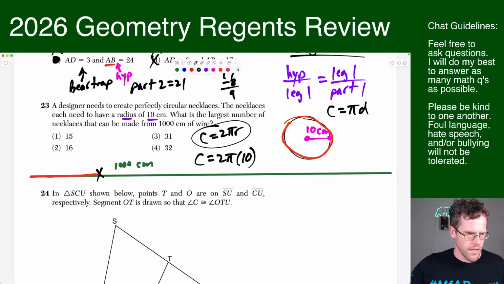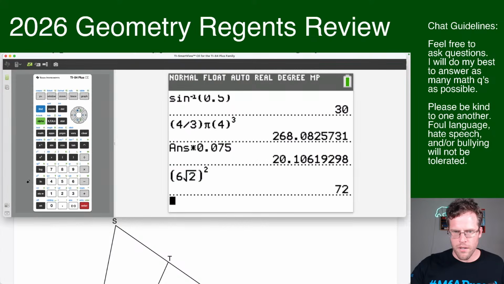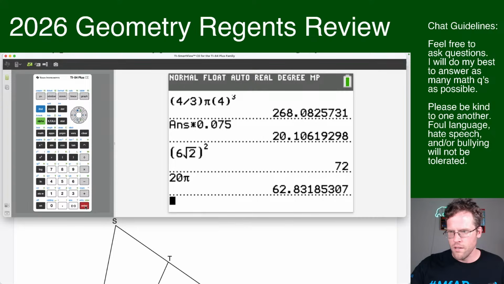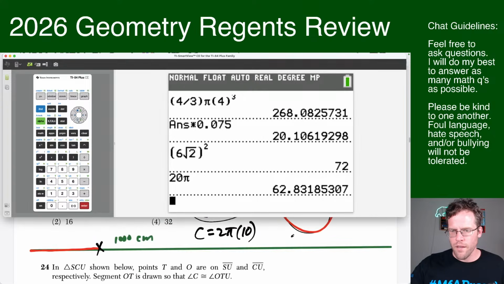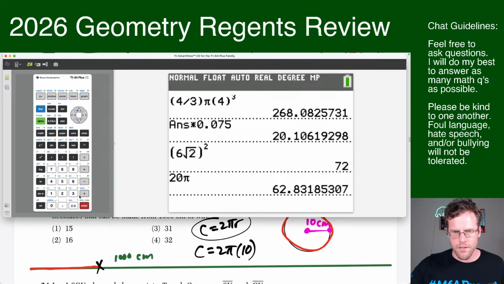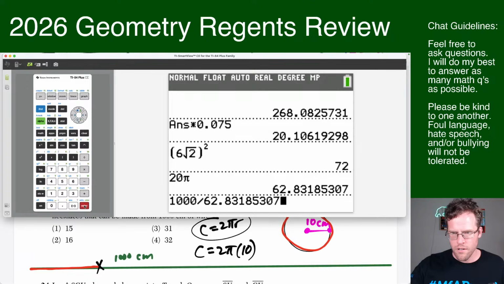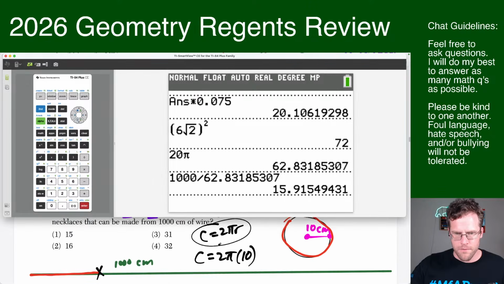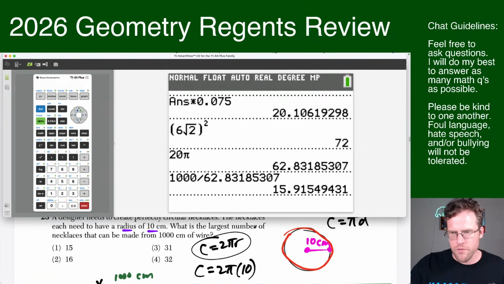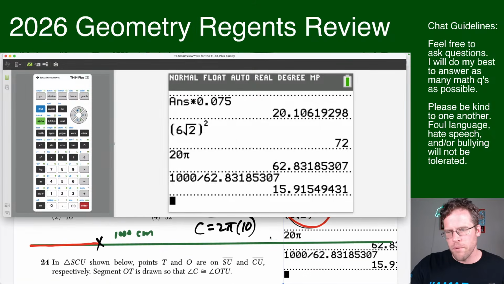And now I just ask the calculator. So 20 pi is this, but I have to take 1,000 and divide by this. So 1,000 divided by, hit the up arrow and then press enter. All right. But we have to be very, very careful here. Like I said, bear traps at the end.